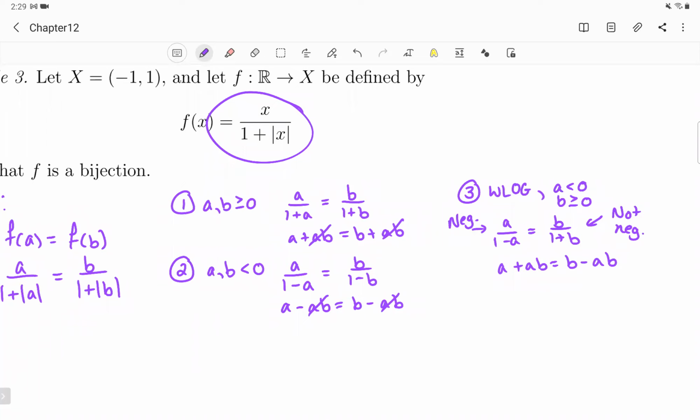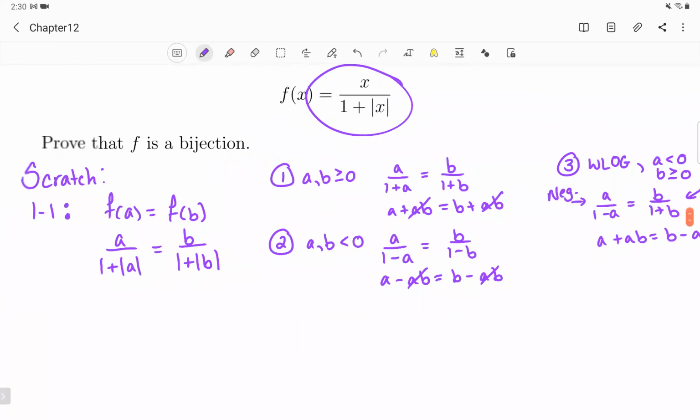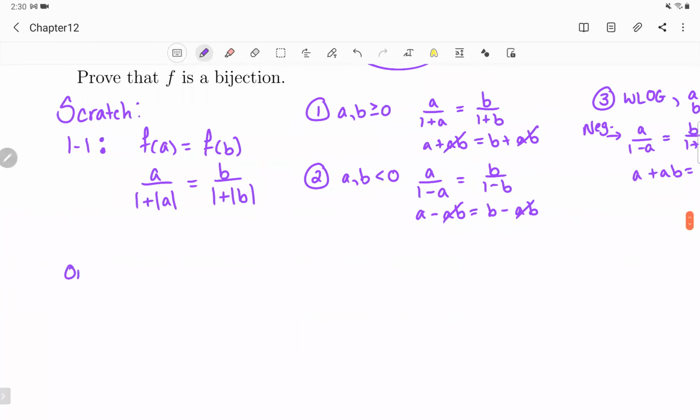So we're actually okay. We're still one-to-one, because the only time I can get equal outputs, they end up getting A equals B. All right, does that kind of make sense? Okay, so that's our scratch work for one-to-one. Now let's move on to onto.